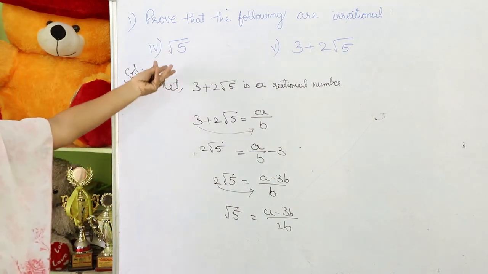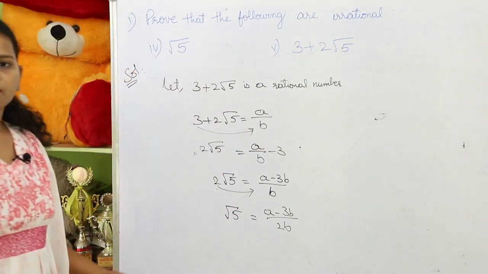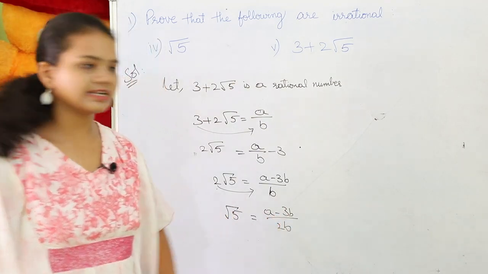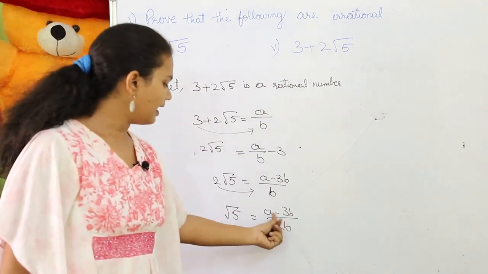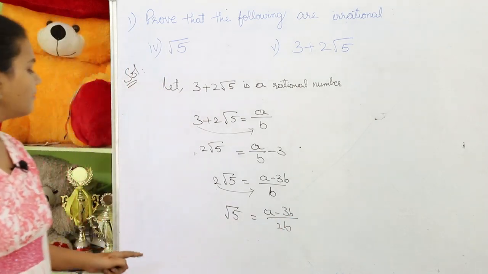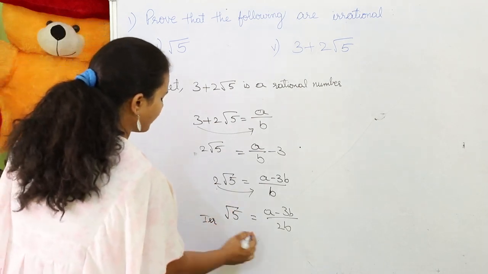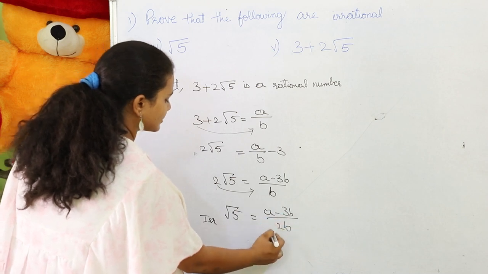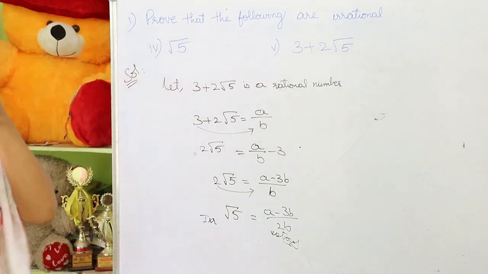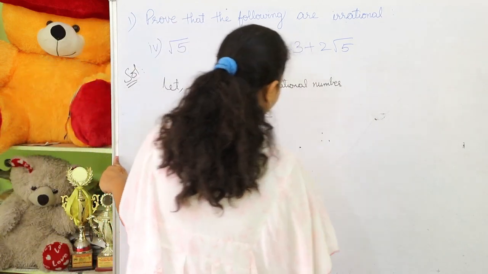But if we don't get it like this proof method, we know that root 5 is an irrational number. Here (a minus 3b) by 2b is a rational number, where a and b are integers, and 3 and 2 are integers, they have values. Root 5 is an irrational number, and an irrational number cannot be a rational number. Therefore our assumption is false. Let us write down here, therefore our assumption is false.